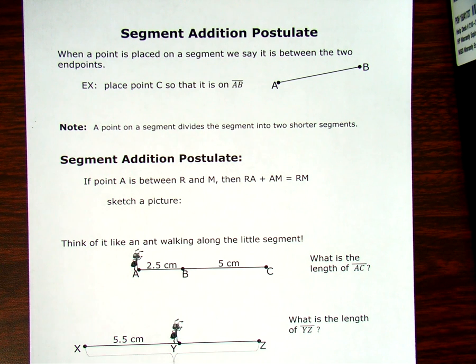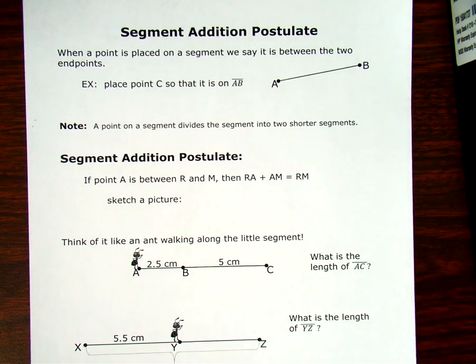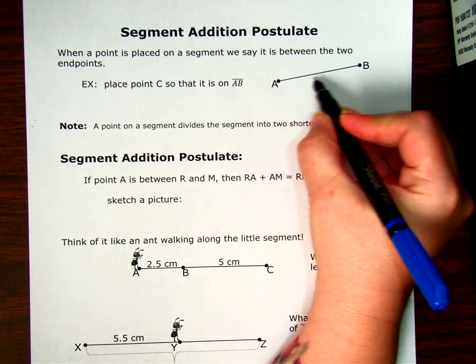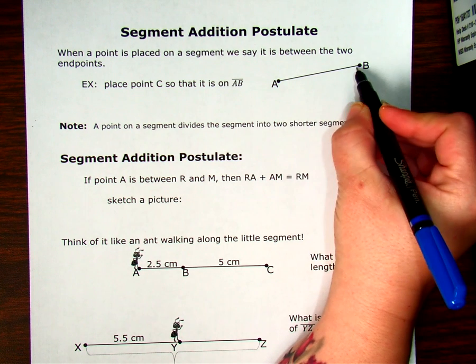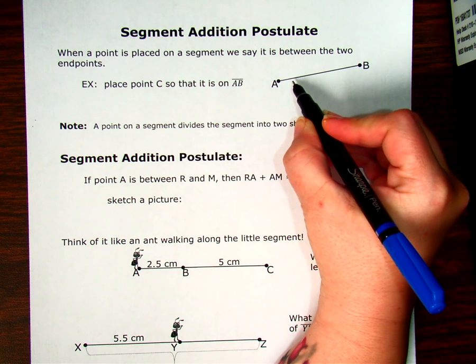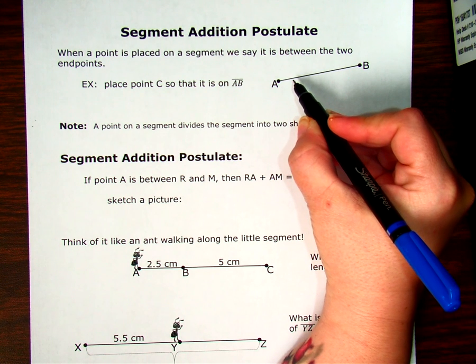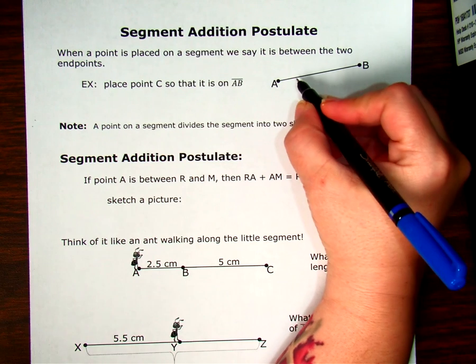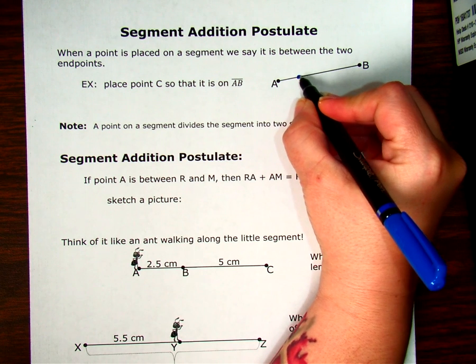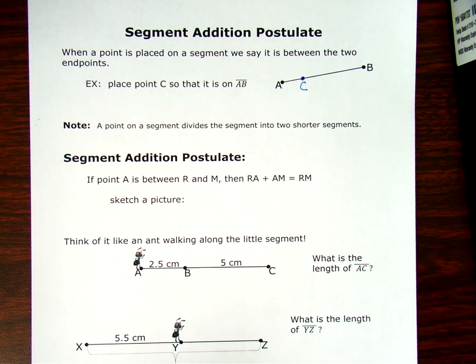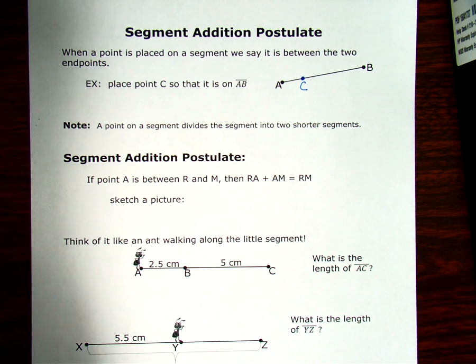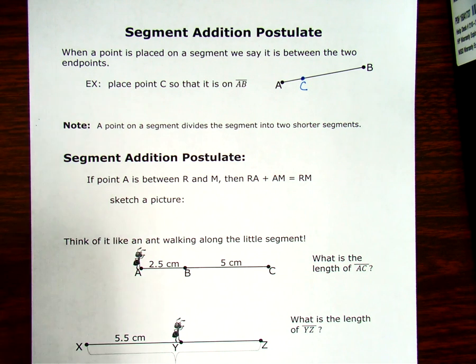So for example, if I want to place a point C so it's on segment AB, I can place it anywhere along the segment. It doesn't have to go in the middle. It can go close to A, it can go close to B, it can go anywhere. When I'm asked to place a point between or on a segment, I generally will place it so that it doesn't appear to be a midpoint, just in case I have to do some math with it. I don't want to forget that it might not be in the middle. Okay?